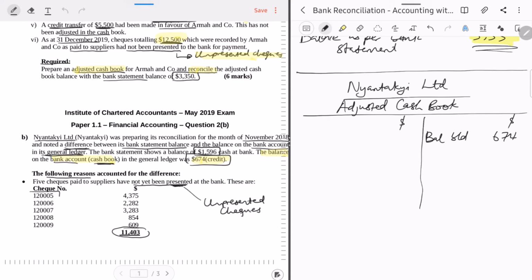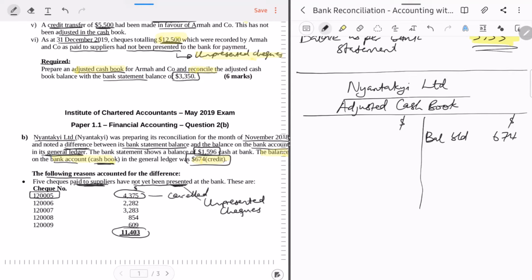The first one, 12,005 of what? 4,375. They said this check has been what? Cancelled. If a check has been cancelled, what does it mean technically? Take note that these are checks that we paid to our suppliers that we have not yet presented.